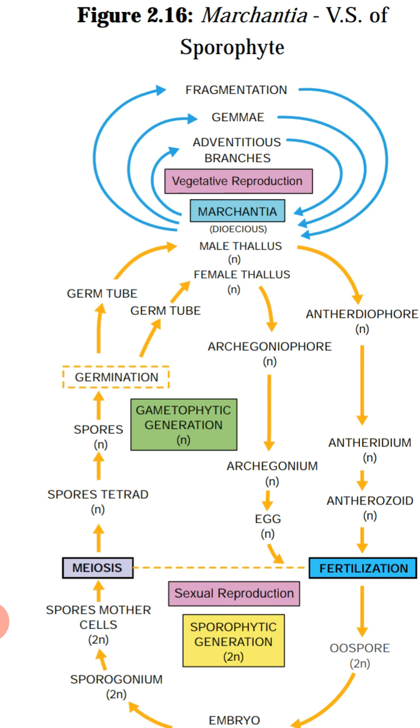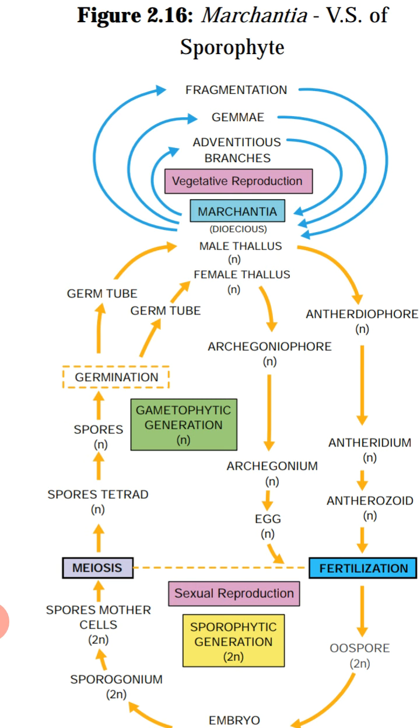Vegetative reproduction, we have studied, can take place by adventitious branches, by gemma formation, or by fragmentation. Next is the sexual reproduction. Marchantia is dioecious, that is, it has a male thallus and a female thallus. The male thallus will give rise to the antheridiophore. The antheridiophore contains the antheridia, which produce the male gamete antherozoids.